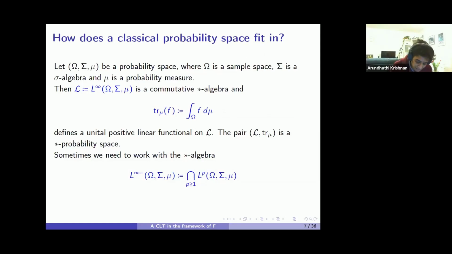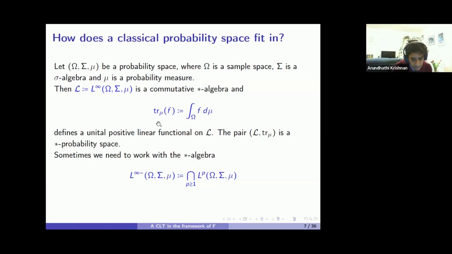So anyway, we want our classical probability space to fit into this algebraic framework because you want to generalize the classical probability space, and it's fairly easy to see how that happens. A probability space as we usually think about it is a triple. So omega is a sample space, sigma is a sigma algebra, and mu is a probability measure. So what we do is to take L to be the L infinity space of this probability space. Then this is a star algebra, which is in fact commutative. So the elements are just functions and they commute with each other. The multiplication is just pointwise.